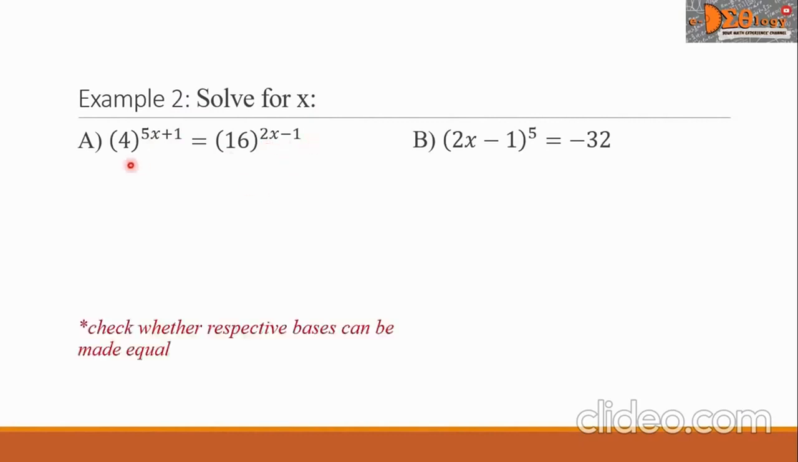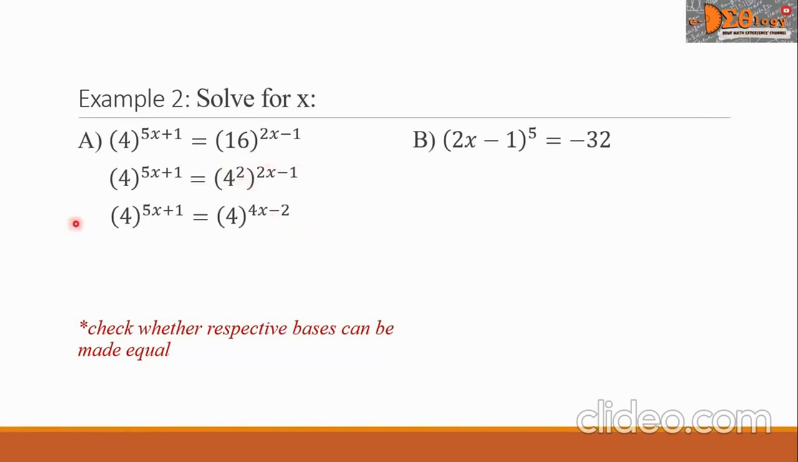First, let us check if the bases can be made equal. We can see here on the left side the base is 4, on the right side the base is 16. And we know that this 16 can be rewritten as 4 squared. So it will be like this now. The 16 becomes 4 squared. And the power 2 here, we can multiply with our exponent outside. So the 2 times 2x becomes 4x. 2 times negative 1 becomes negative 2.